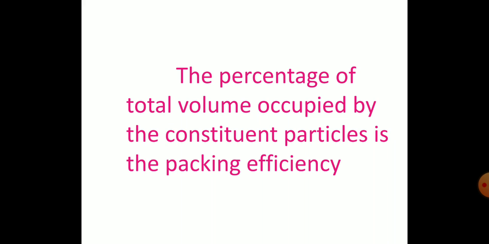Okay, it is a fraction. What we have to do is divide the total volume occupied by the spheres in a unit cell by the volume of the unit cell, and in order to get a percentage, we have to multiply by 100. So what is called packing efficiency? The percentage of total volume occupied by the constituent particles in a crystal is called packing efficiency. Out of the total volume of a cube, how much volume is occupied by the constituent particles? That gives the measurement of packing efficiency.